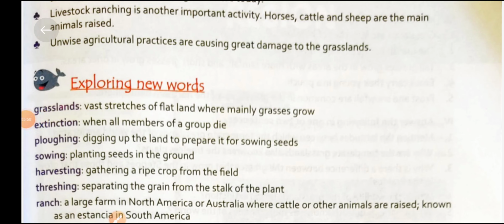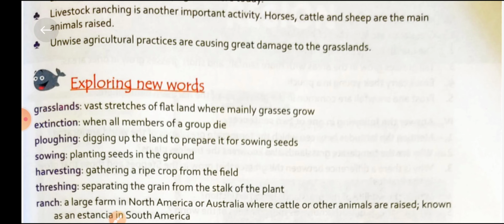Grasslands. It means vast stretches of flat land where mainly grass grows. A vast area where different types of grasses grow is called grassland. It is used for grazing animals that are ranched in these areas.